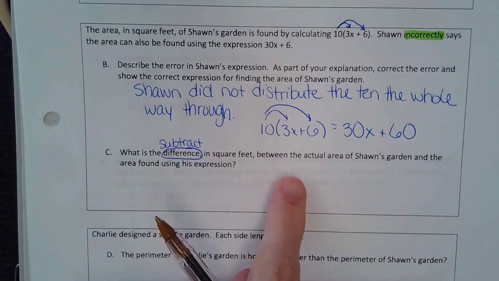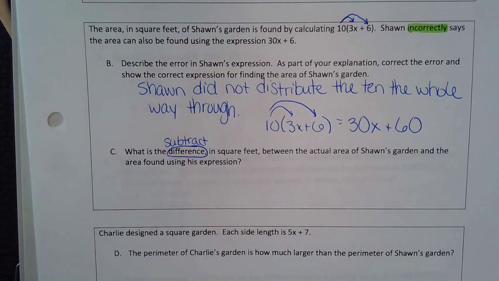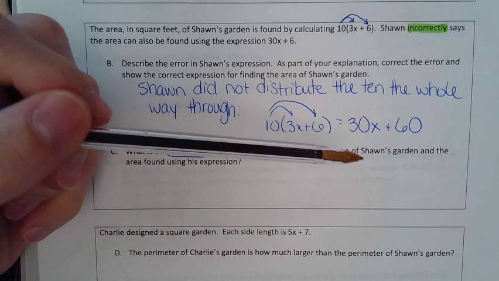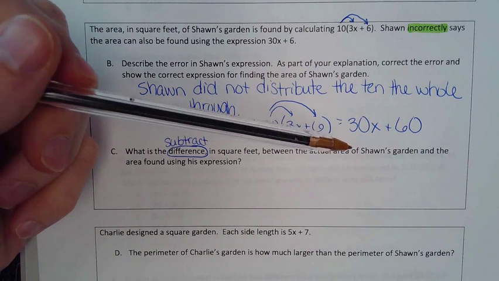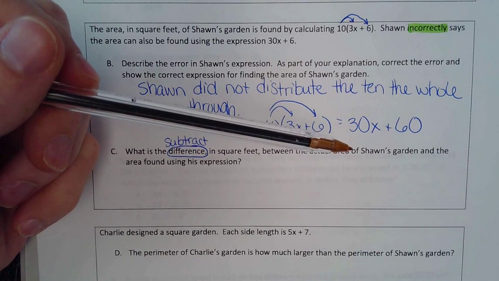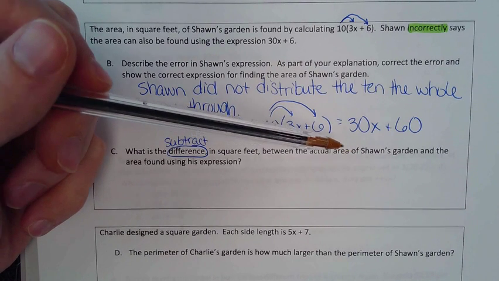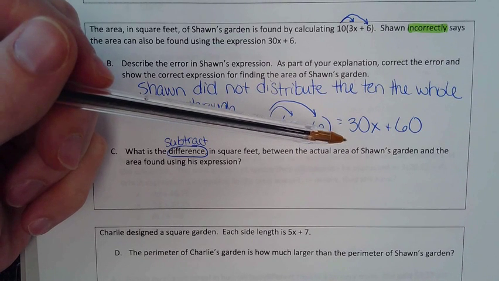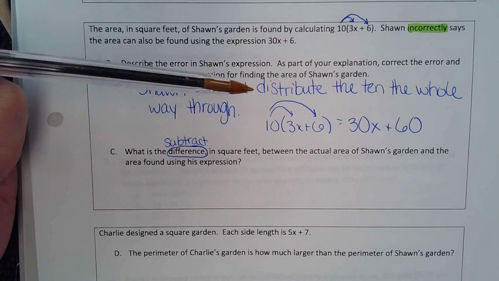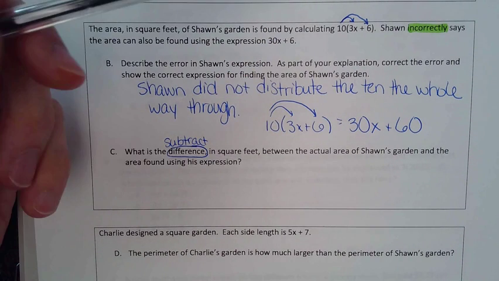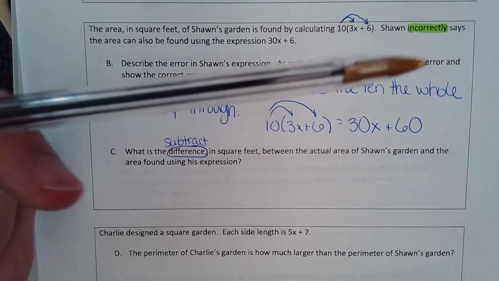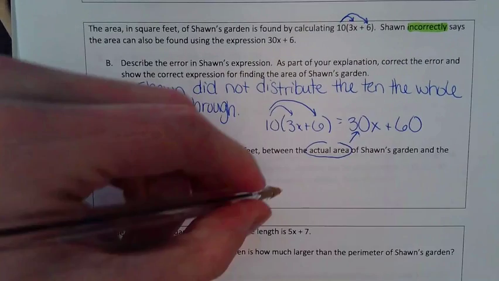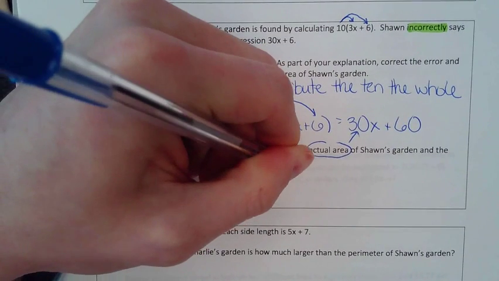The actual area of Sean's garden. So what is the actual area of Sean's garden? We have it written down. What's the actual area? We have it written here. 30x plus 60. Yeah, here's the actual area. So the actual area is right there. So we have 30x plus 60.